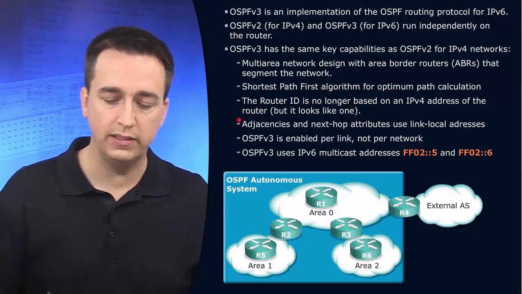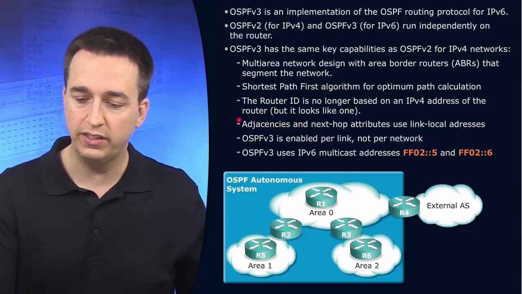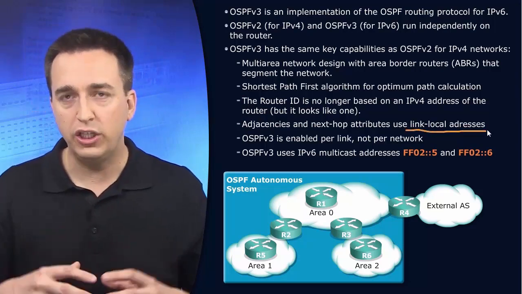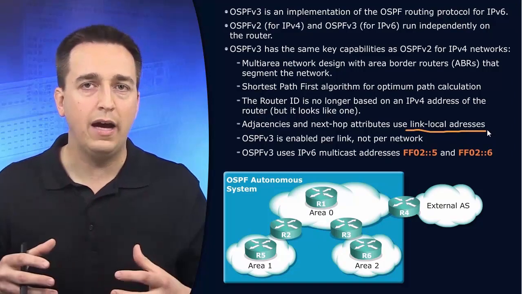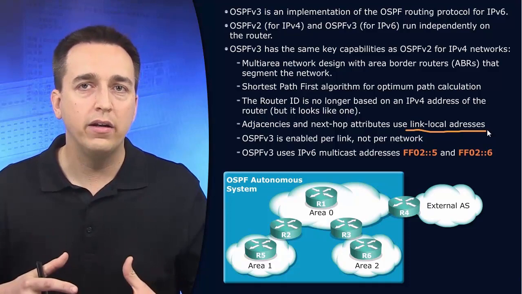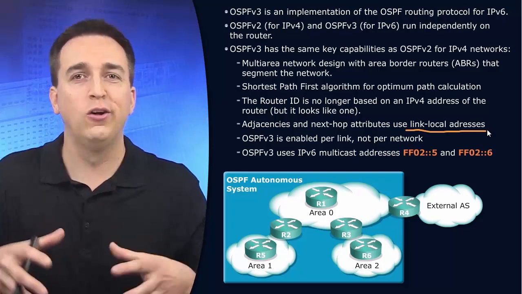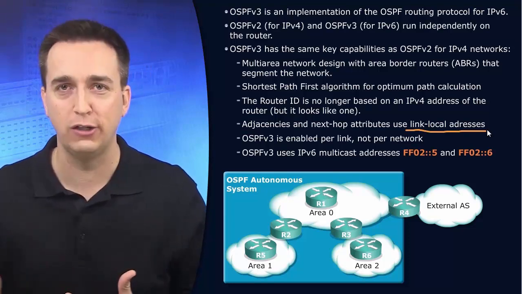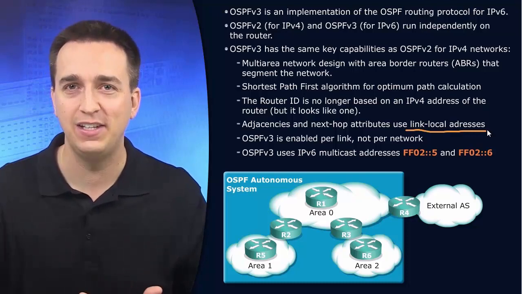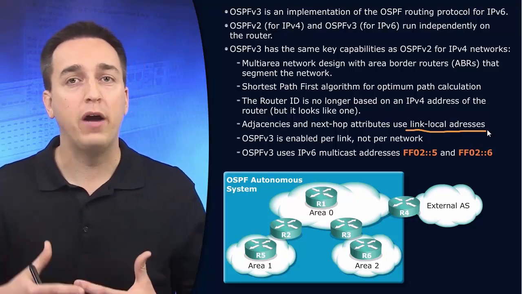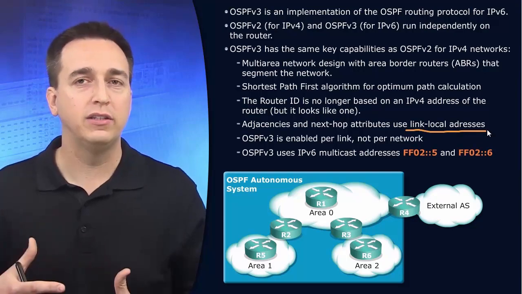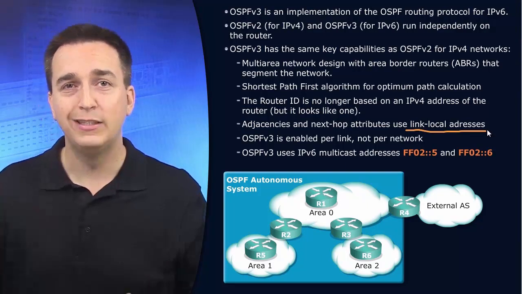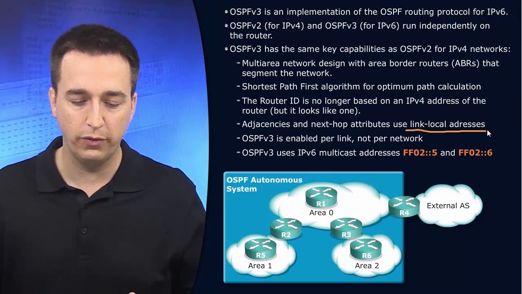Adjacencies are formed with link local addresses. This is a very important concept, because since we are now forming adjacencies with link local addresses, we have to understand the link local addresses that are on those local links that we're attached to. And we have to understand how to get to those link local addresses, who owns those link local addresses. As a result, there is a new LSA type for OSPFv3 to help the routers learn about and understand these link local addresses that are out there on our local links. So we'll talk about that a little later. In addition to that, the next hop is always going to be a link local address.